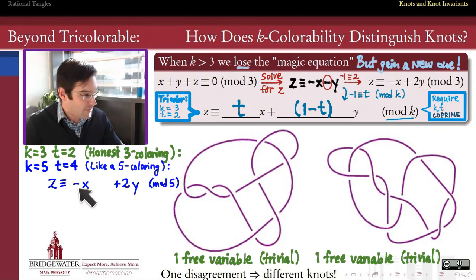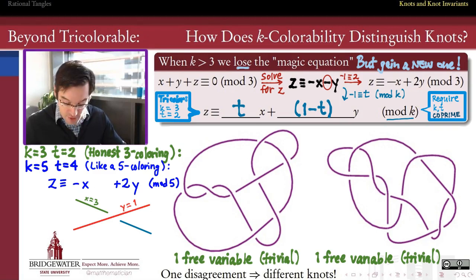Or we could also rewrite that 4 as a negative 1. So it turns out that this looks exactly the same in form to our original tri-colorability classic magic equation. But it still has all the same properties that we want, right? If I choose 2 colors, this equation is going to determine the third one for me.